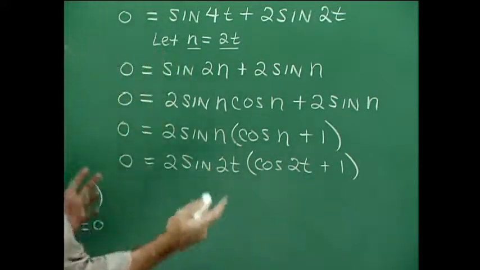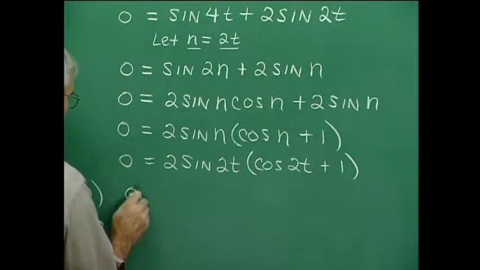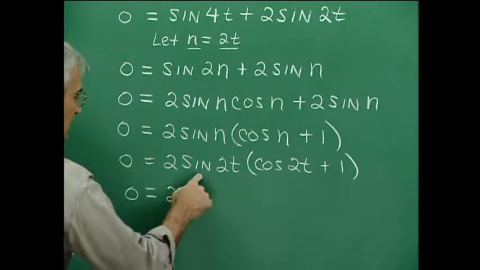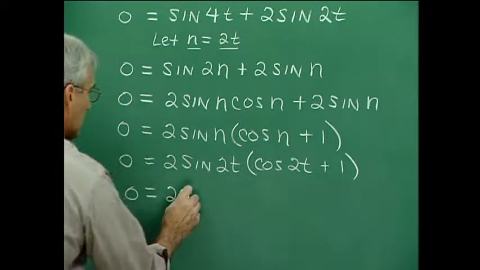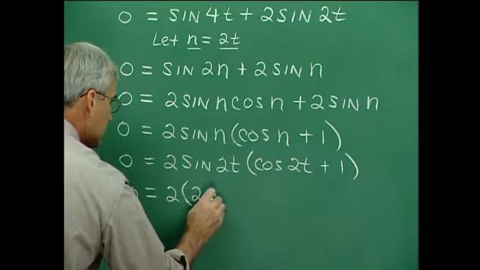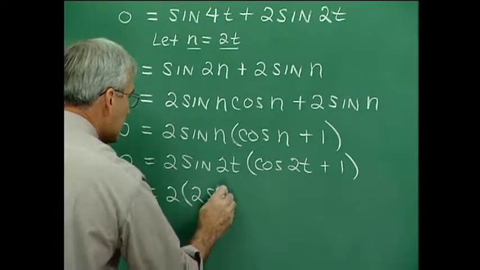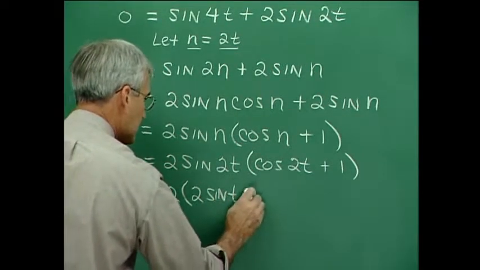All right, now we have another substitution thing to go through. So 0 equals 2. Now sine 2t, again we're using the double angle formula for sine. So it's 2 sine cosine. Remember, it's sine t cosine t.